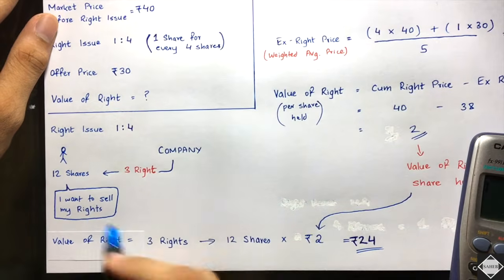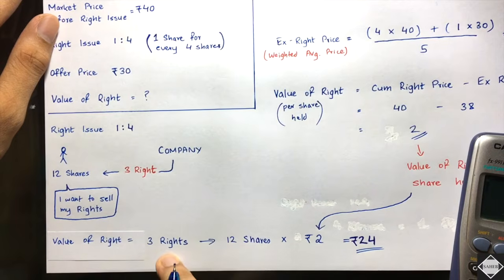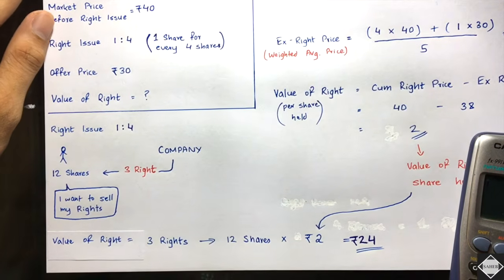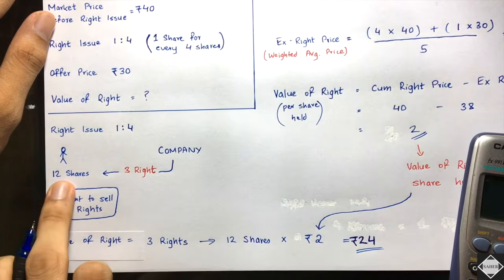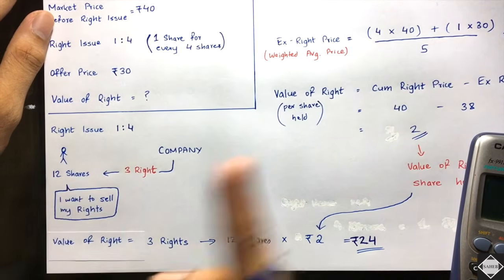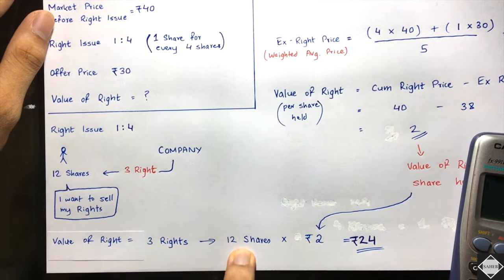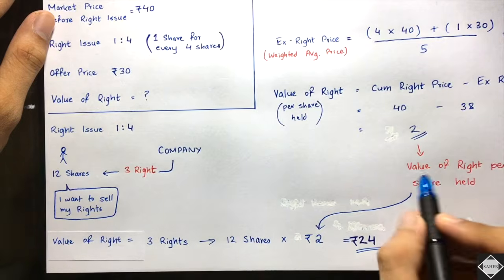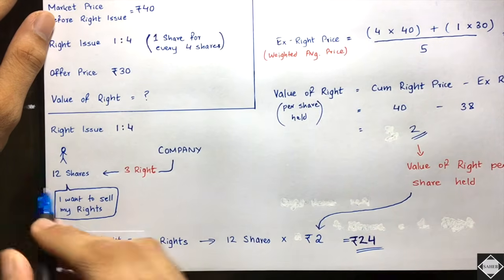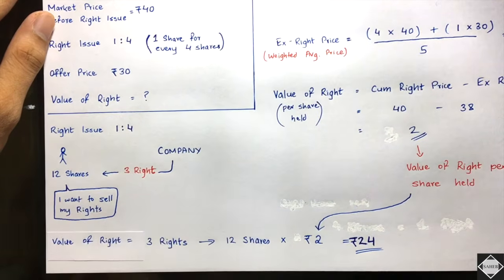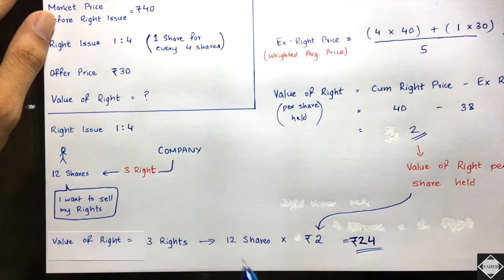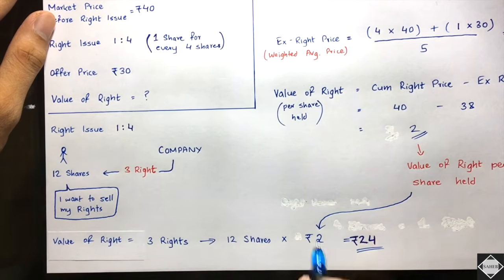The value of right is really simple. How many rights does he have? He has 3 rights. 3 rights means how many existing shares? 3 rights means existing 12 shares. So 12 shares into rupees 2, because rupees 2 is the value of right per share held. He held 12 shares, so 12 into 2.